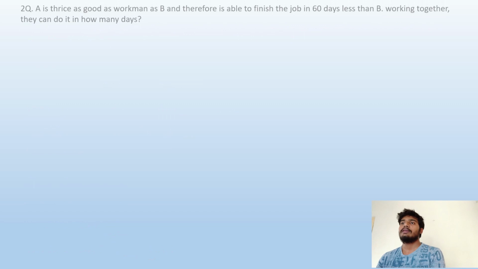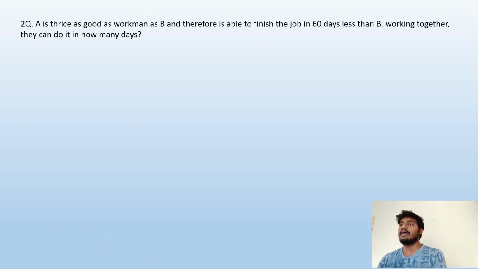The second question is: A is thrice as good a workman as B and therefore is able to finish the job in 60 days less than B. Working together, they can do it in how many days? We need to find the number of days in which both A and B can complete the work.